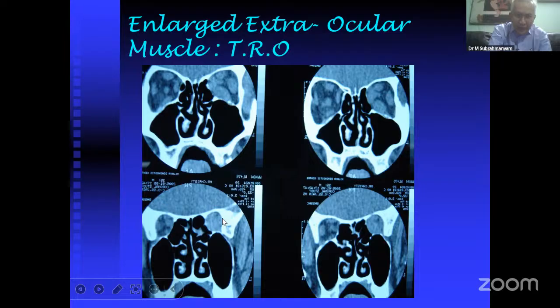As you go behind, where the orbital space at the posterior apex is narrow, what happens? All these four muscles, being too enlarged, compress on the optic nerve and lead to compressive optic neuropathy. So coronal sections in the posterior third are very important to know whether there is compressive optic neuropathy or not on CT scan.